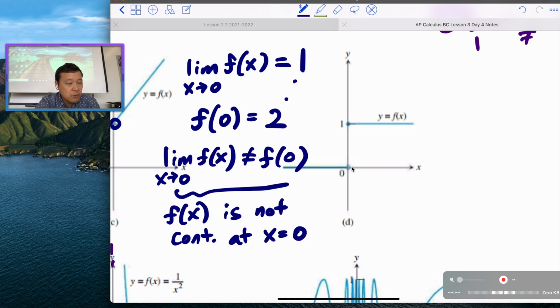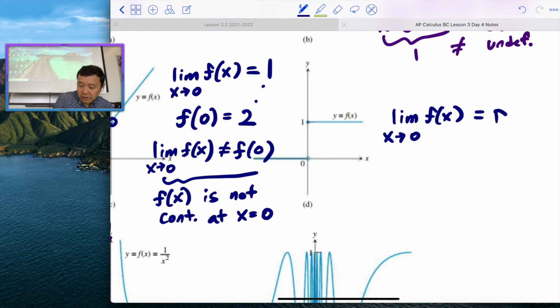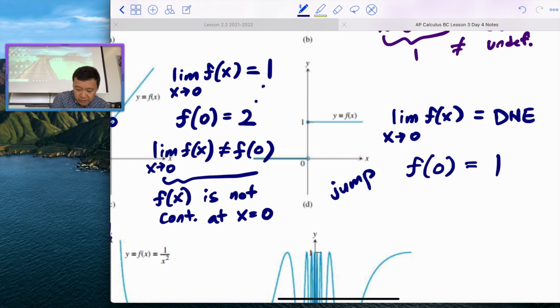But more formally speaking, your limit for this one as x approaches 0 from either side does not exist at all. So we cannot even compare, while f of 0, the defined value at x equals 0, is equal to 1. But again, these two are not congruent. So you could say that the function itself is not continuous at x equals 0. For this reason, this is an example of what we call a jump discontinuity.